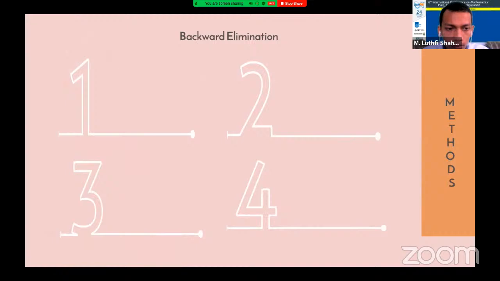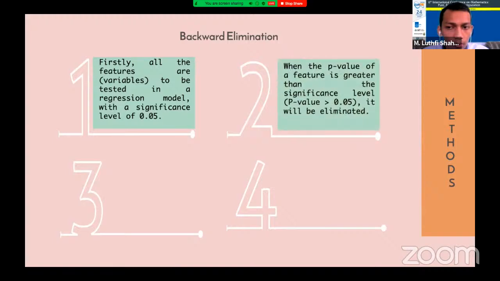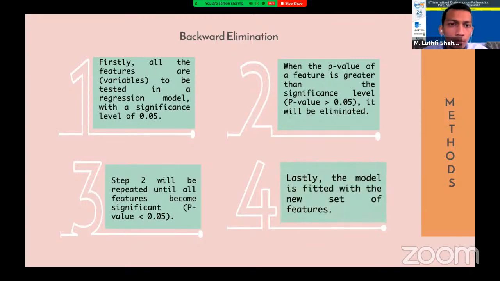These are the steps of backward elimination feature selection. Firstly, all the features are tested in a regression model with a significance level of 0.05. When the p-value of a feature is greater than the significance level, it will be eliminated. Step 2 will be repeated until all the features become significant. When it's all done, the model will be fitted with the new set of features.